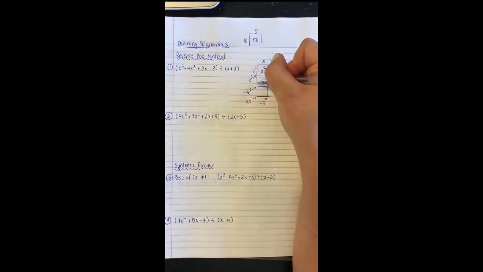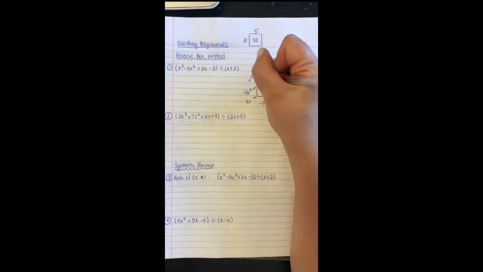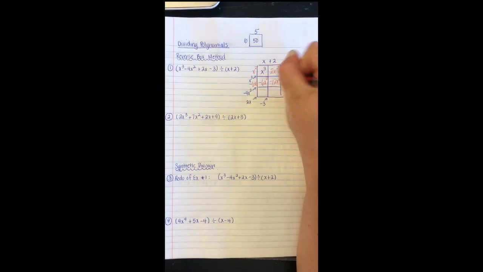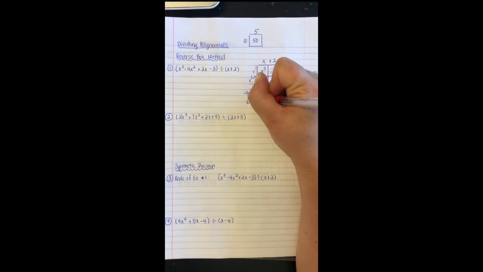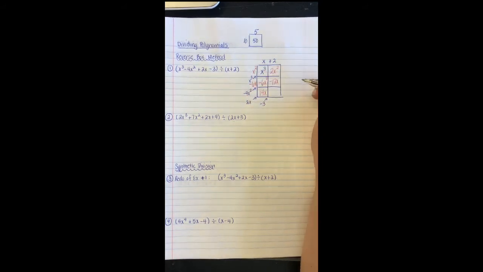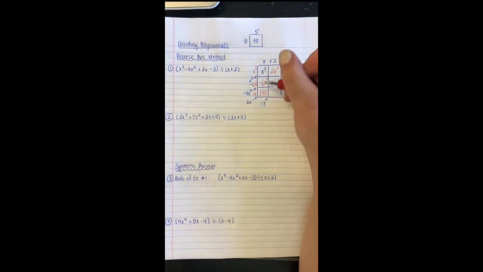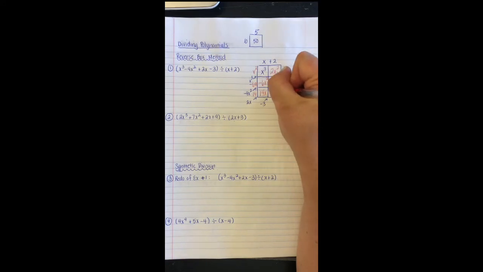So I have this area now that's negative 6x squared. One side is x, so the other side has to be negative 6x. I go back to multiplying. Negative 6x times 2 is negative 12x. And now I go back to those diagonals. Negative 12x plus something equals 2x. Negative 12x plus 14x equals 2x, so it's like 14 minus 12. So I now have an area of 14x, one side is x, the other side would have to be 14. I multiply, 14 times 2 comes out to be 28.